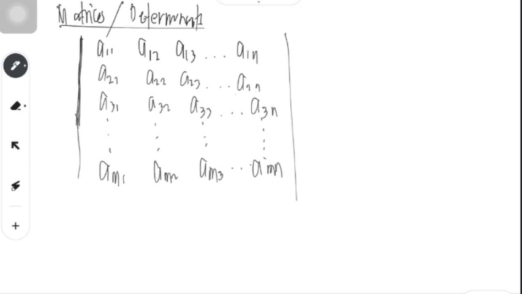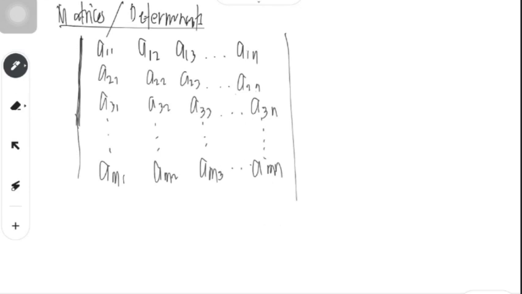So, A11 means it is on the first row. Horizontal arrangement is called a row. A11 means the element is on the first row, first column. A12, the element is on the first row, but second column. A13, the element is on the first row, third column. I hope you can follow. So when we say A32, it is understood that the element is on the third row, then second column.